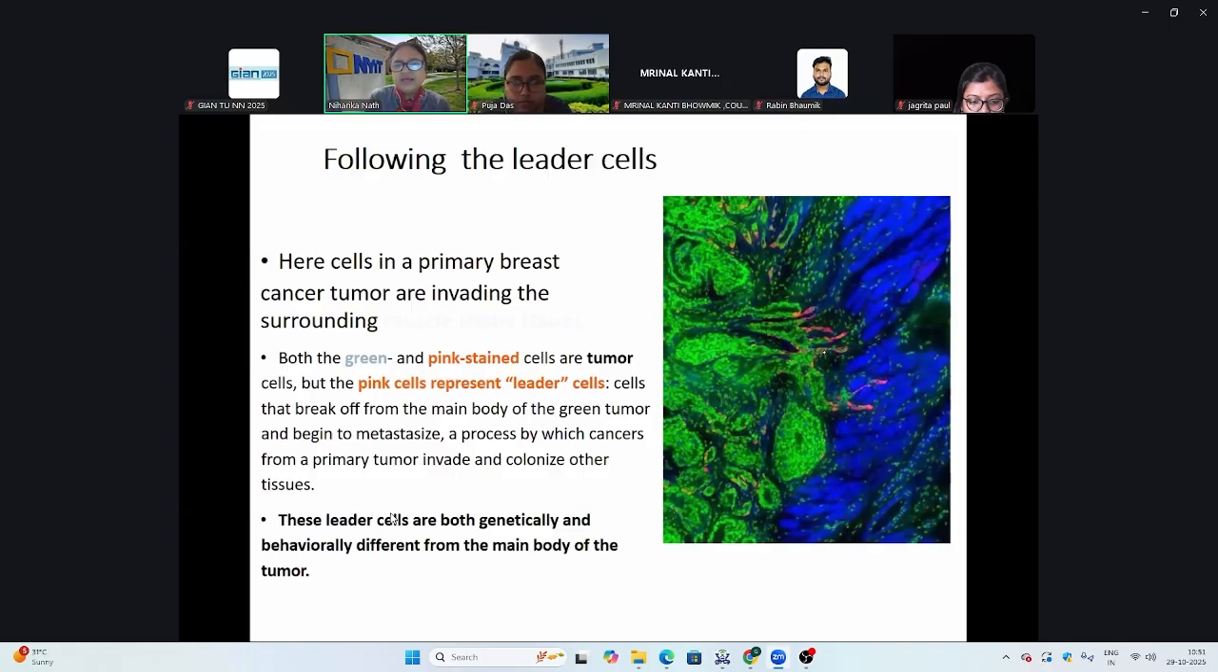So it seems that, and we don't understand this yet, some cells play the role of a leader. So I wrote, following the leader cells. Maybe there are some cells that like to become a leader. This is an experiment diagram that we're showing you, where cells have been stained or labeled fluorescent.